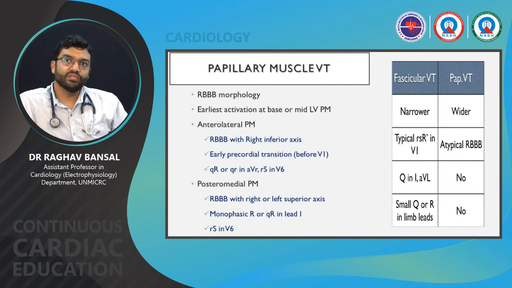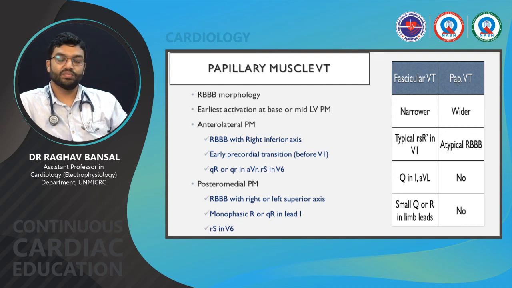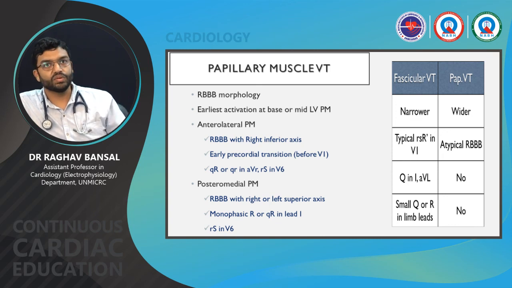Differentiating papillary muscle VT from fascicular VT. Papillary muscle VTs are more commonly automatic in origin, so they behave clinically in an automatic fashion with a warm up and cool down period. They are wider because they engage the conduction system later. And the RBBB pattern in papillary muscle VT is often atypical with an R dash pattern in V1 or a QR pattern in V1. Also, because of the early engagement of the conduction system in fascicular VT, we can have a Q wave in 1 and AVL in fascicular VT, which is absent in papillary muscle VT.